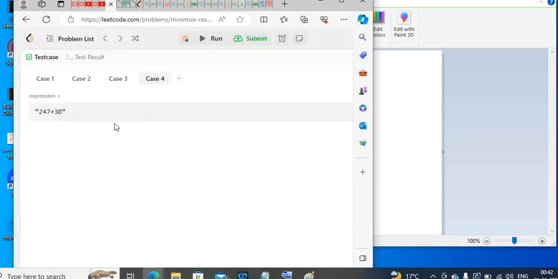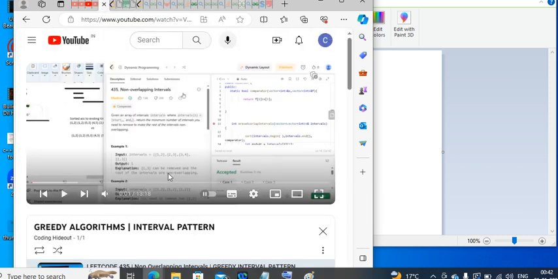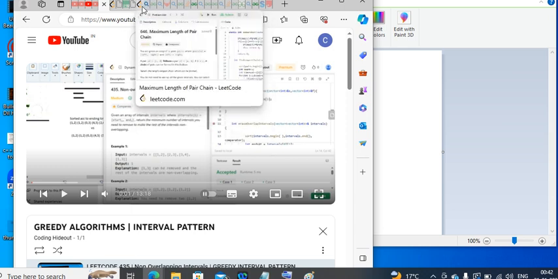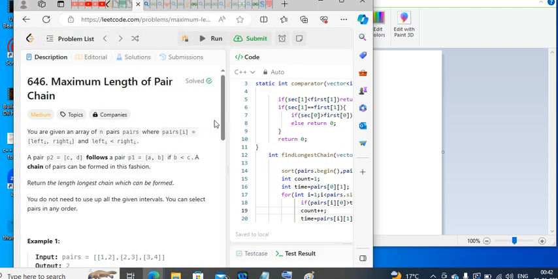In the Non-overlapping Intervals problem, what was our constraint? Our constraint was I need to remove the minimum number of intervals. That means I need to include the maximum number of intervals, right? And here this is the same constraint. I need to include the maximum number of intervals so that the overall length is maximized.